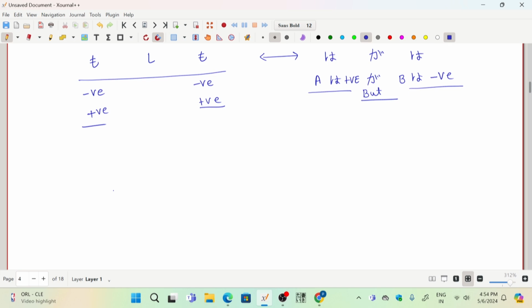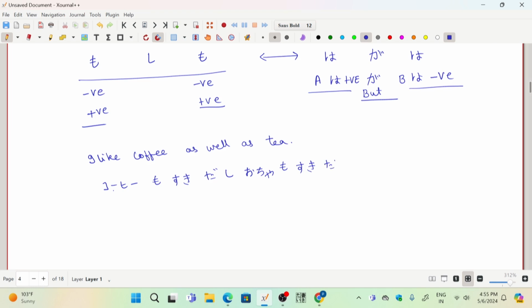We can say I like coffee as well as tea. So we can say kohi mo suki da shi ocha mo suki da. So kohi mo suki da shi ocha mo suki da. It means I like coffee as well as I like tea.